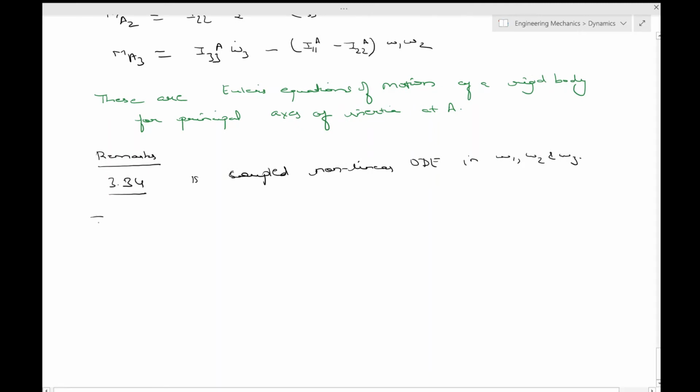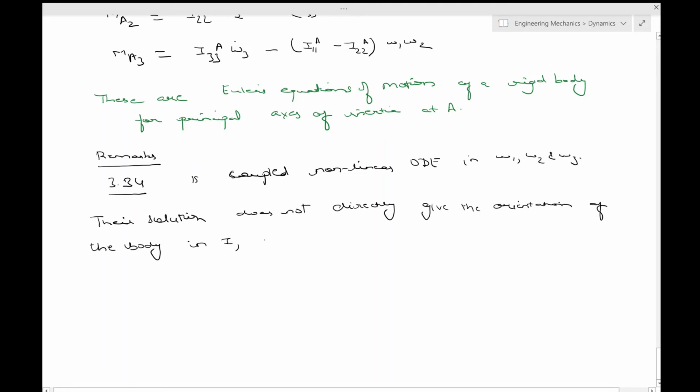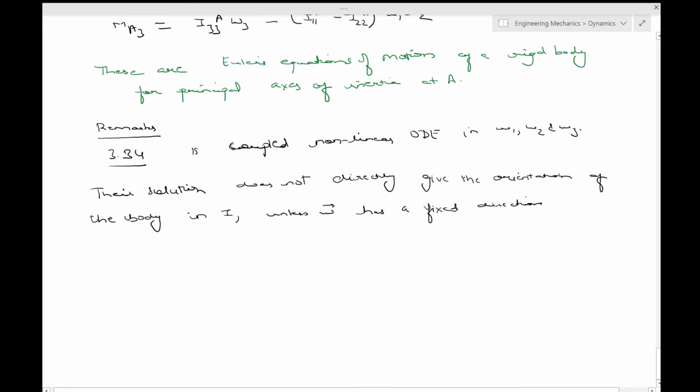So their solution, meaning 3.34 solutions, does not directly give the orientation of the body in I frame unless omega has a fixed direction. So let's see how we can do that.